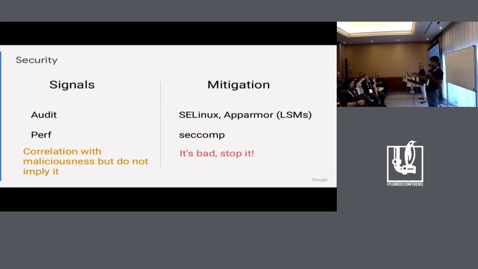You can get these signals from the kernel from stuff like audit. You can use perf to get those signals. And then once you realize you have enough context based on some signals that you have, you want to mitigate. And for mitigation, we have the LSMs. We have SELinux, AppArmor. You can use seccomp and do mitigation using that. So signal is just correlation, and mitigation is just saying no, don't do it. It's bad.